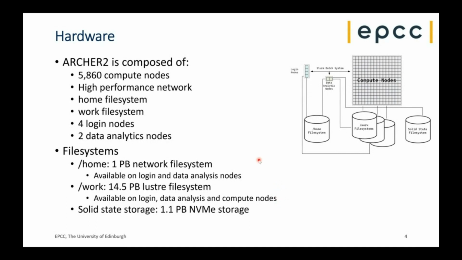To make sure that jobs don't damage their performance by going out to this slow home file system when they're running by accident, we don't make that available from the compute nodes. So that home file system you can't see from the compute nodes. You can see it from the login nodes and the data analytic nodes, but you can't see it from the compute nodes. From the work file system, you can see from everywhere. So you can copy data from the home file system to a work file system from the login nodes or the data analytic nodes. And then, of course, you can use it from the compute nodes.